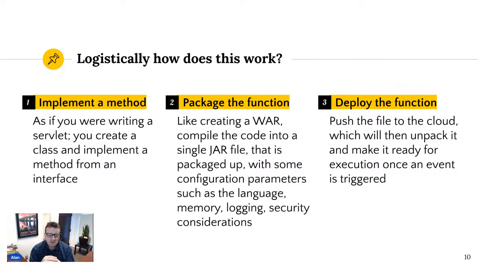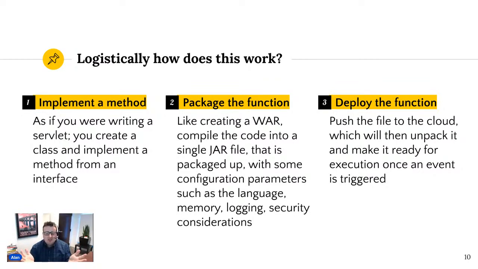Then we package up the function. And again, kind of like creating a WAR file, we're going to compile it into a single exploded jar file. That means that this jar file doesn't have other jar files associated with it. It's going to package into a single jar file. And we'll have some configuration parameters in there to be able to tell the serverless container effectively what we want, like for example, memory, logging, security considerations, like in AWS, which VPC do I want to be in? Which resources am I going to be running within? What IAM am I going to be working within? But again, those are advanced techniques that you'll evolve to yourself.